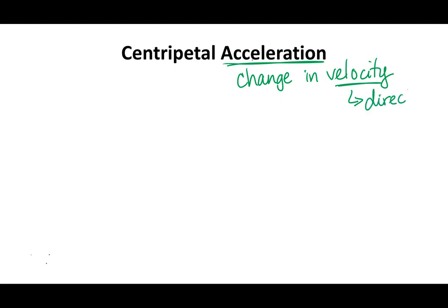All right, the last thing is centripetal acceleration. And so we said that acceleration is the change in velocity over time, right? So here, since we're making the circle, it's the change in direction. So centripetal acceleration is how quickly you change direction.